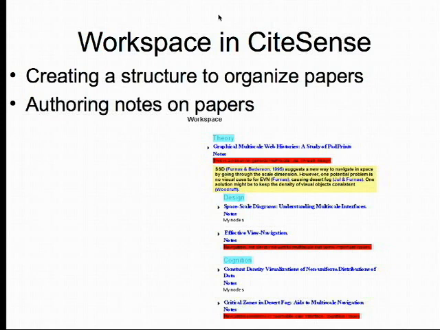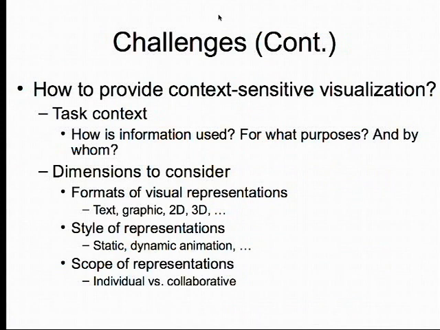There are other challenges in terms of the context. What kind of context are we talking about? Again, context is a very broad term. Here, I'm considering tasks: what information is used and how people use information. There are some dimensions we can consider, such as how we can provide different representation styles so that people will adapt their actions based on information, or vice versa. Going beyond the static, think about how we can provide dynamic animated views, or think not just about individual users, but also about collaborative decision making and so on.